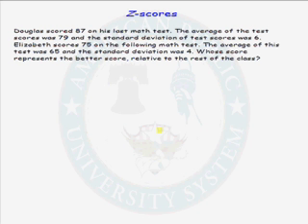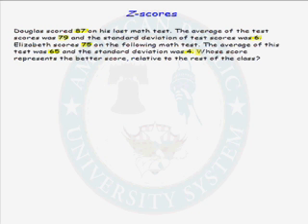Let's consider the following problem. Douglas scored 87 on his last math test. The average on the test was 79 and had a standard deviation of 6. Elizabeth scored 75 on the following math test. The average on this test was 65 and it had a standard deviation of 4. The question we want to answer is, whose score represents the better score relative to the rest of the class?